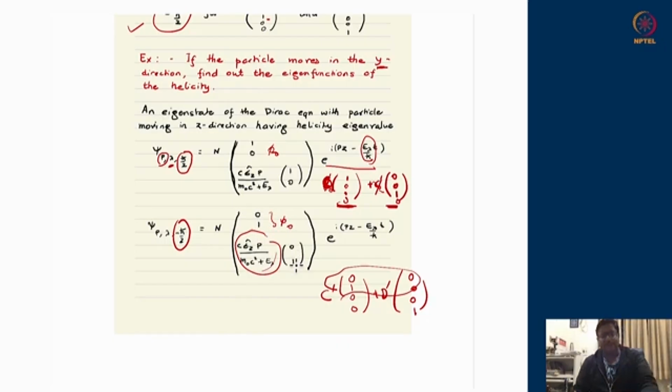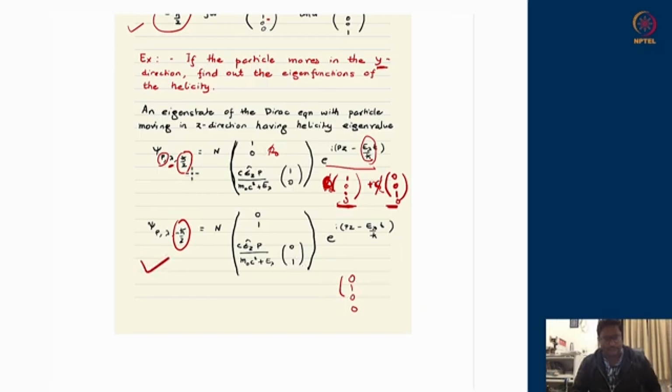So you see the negative helicity eigenstate is something like this. Positive helicity will have 1 in the first and third elements. Negative helicity will have the second and the fourth elements non-zero, and they are related by this factor because they have to satisfy the Dirac equation.